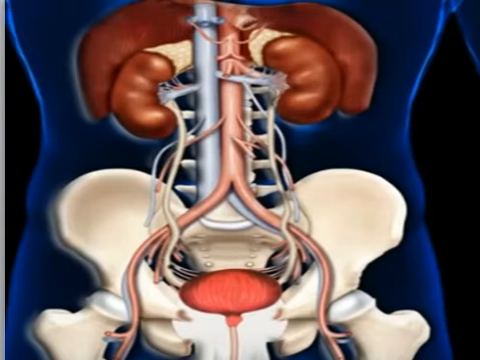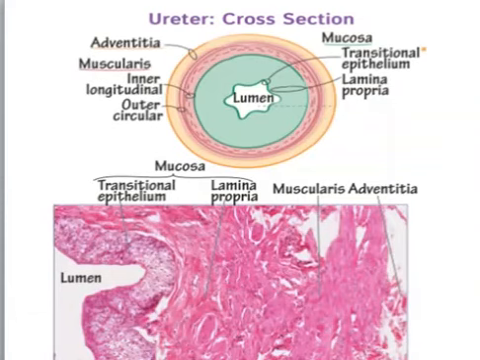The histological layers of the ureter have three main layers. This is the lumen. The first is the adventitia. And then the muscularis, which has two layers of smooth muscle. And then the mucosa. The mucosa is transitional epithelium, and it also contains the lamina propria.